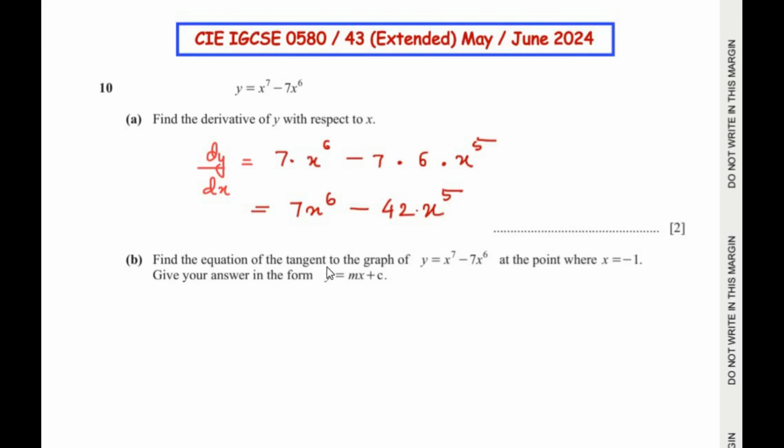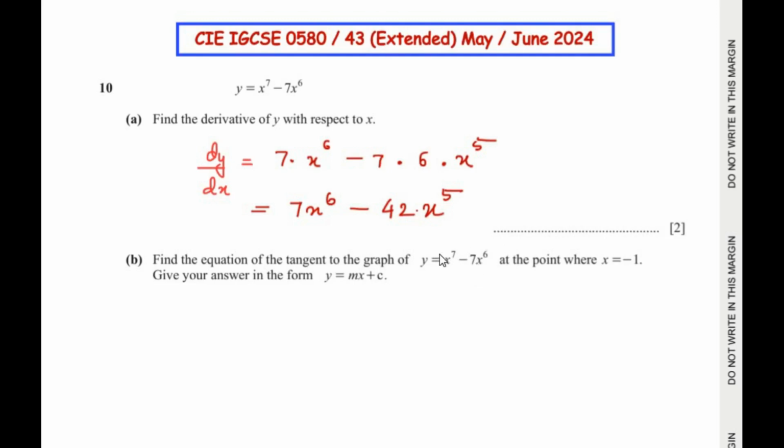Find the equation of the tangent to the graph of y is equal to x to the power of 7 minus 7x to the power of 6, the same equation, at the point where x is equal to negative 1. And give your answer in the form y is equal to mx plus c. Now let us try to understand the question first.